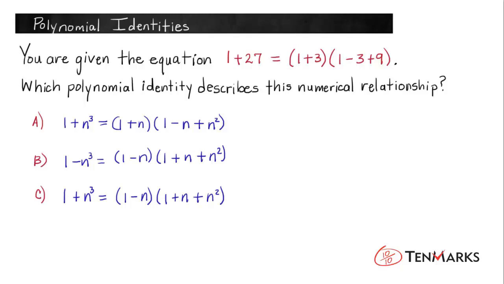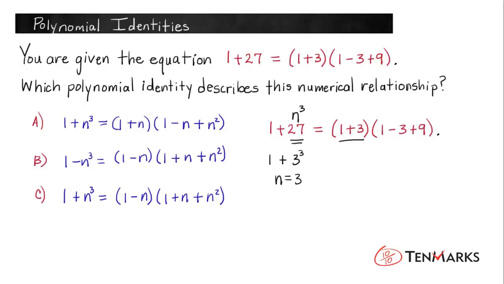I want to copy this equation from the question down here in our workspace. We have a 1 and an n cubed. Notice here that 27 could be written as 3 cubed. So this would give us 1 plus 3 cubed on the left-hand side. And that would mean that n equals 3. So here for 27, that would be n cubed. And for 1 plus 3, the 3 would be an n. And for the 1 minus 3 plus 9, we would have an n for the 3 and an n squared for the 9. So let's rewrite it inserting the n's and see what this looks like.